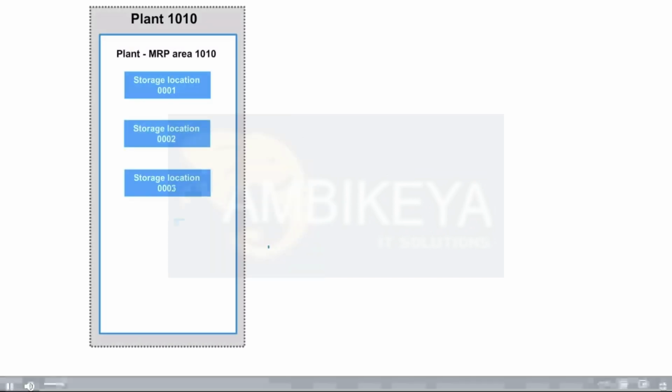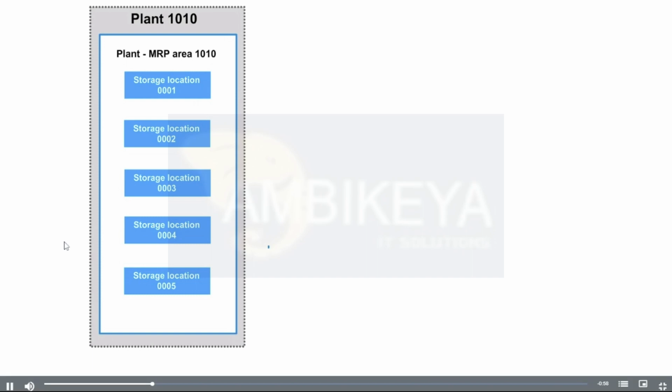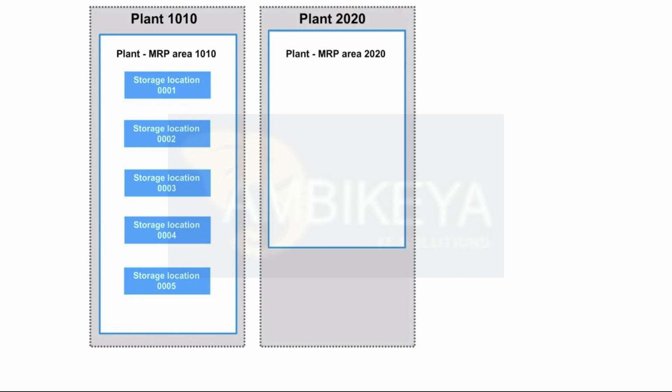The figure shows 3 examples of how you can define planning levels within a plant. Example of plant 1010. This corresponds to the default configuration. The entire plant stock is taken into account during planning, and every material maintained in this plant is planned uniformly within the plant. There are no specific settings required.